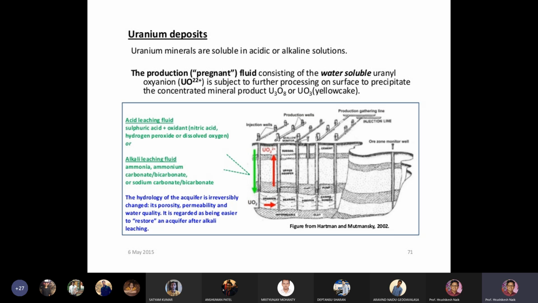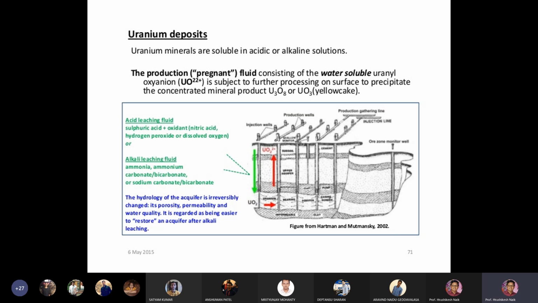U3O8 or UO3, which is called yellow cake. So this uses an acid leaching fluid like sulfuric acid, with an oxidant such as nitric acid, hydrogen peroxide, or dissolved oxygen, or you can use an alkali leaching fluid like ammonia, ammonium carbonate, bicarbonate, sodium carbonate, or bicarbonate. So these are the leaching fluids.